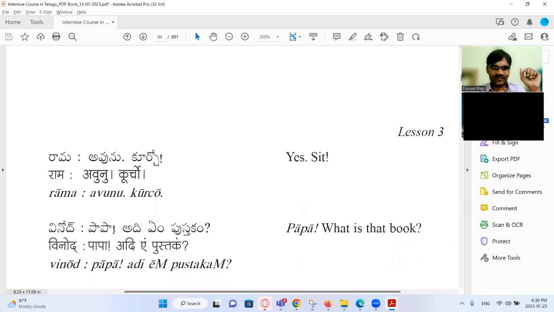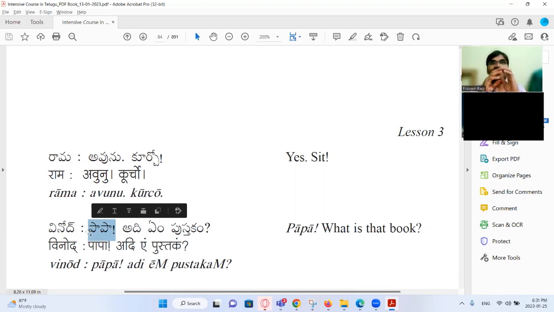So if you look at here, we have the long vowel sound. Papa is just a name, just a noun. But when we say papa, like we are calling that papa, okay? We are calling that child, then we are asking something. Adi em pustakam. So whenever you want to call someone, you need to use a long vowel sound at the end of the name or the word you are using, papa, babu, like that. Babu, like that you can call.